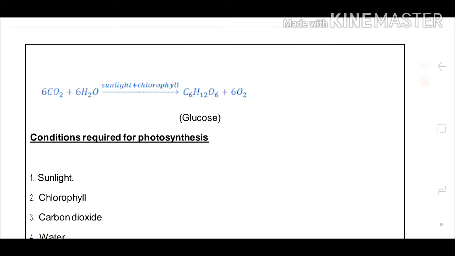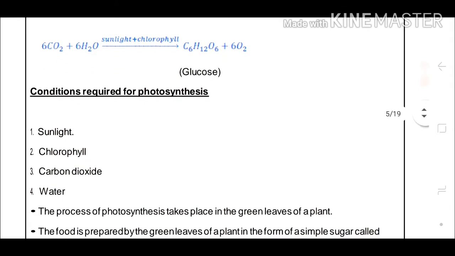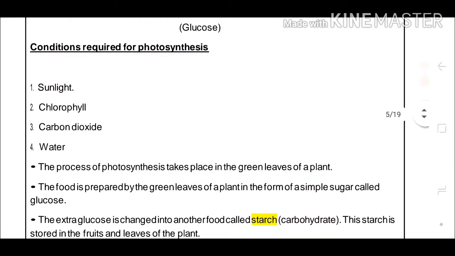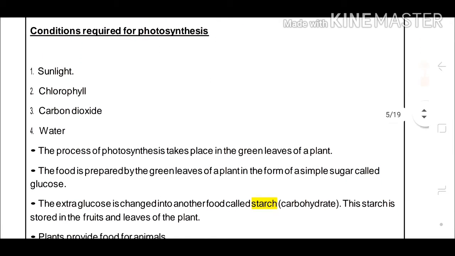6CO2 plus 6H2O gives C6H12O6 plus 6O2. Conditions required for photosynthesis. 1. Sunlight. 2. Chlorophyll. 3. Carbon dioxide. 4. Water.